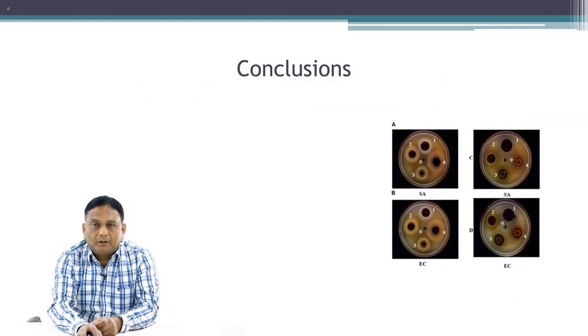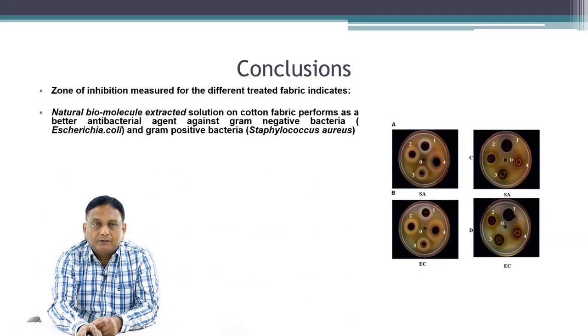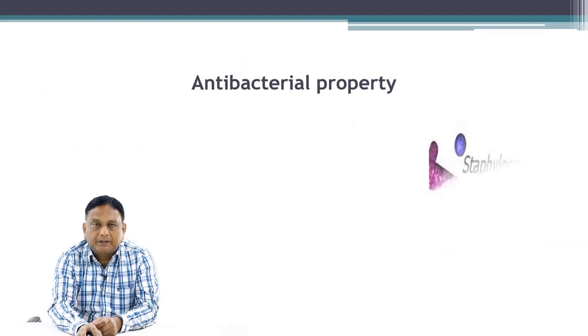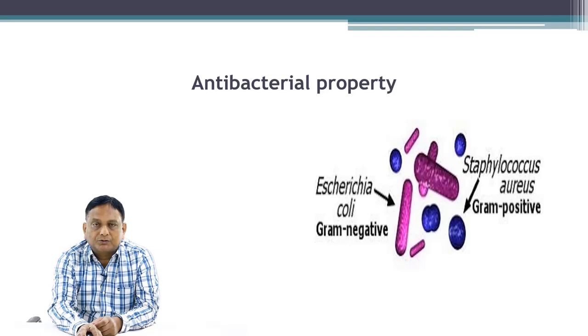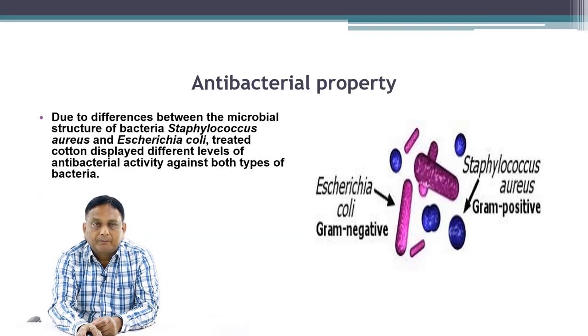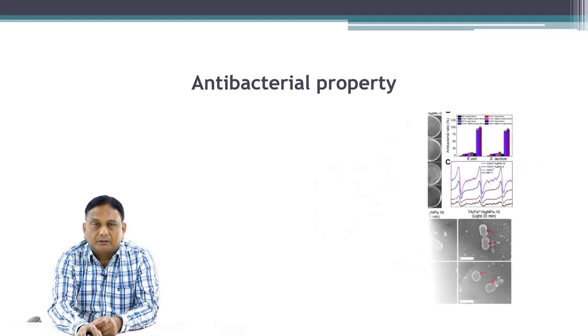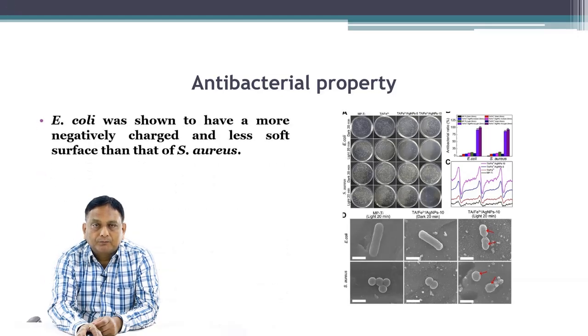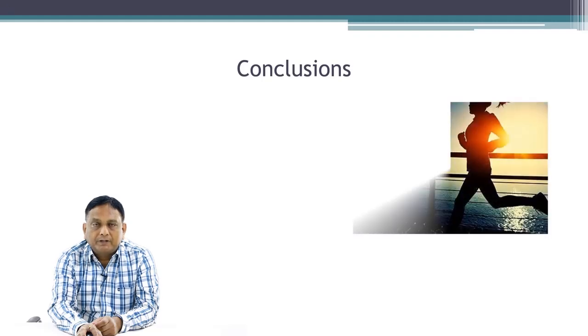So different kinds of solutions give us antibacterial activity, and zone of inhibition measurement really indicates that there are certain effects of these solutions, so it is effective. Even the antibacterial activity is retained after repeated washes. So how does this work with bacteria? There are differences in antibacterial activity between two different types of bacteria because of their nature. E. coli is shown to have a more negatively charged, less soft surface than aureus.